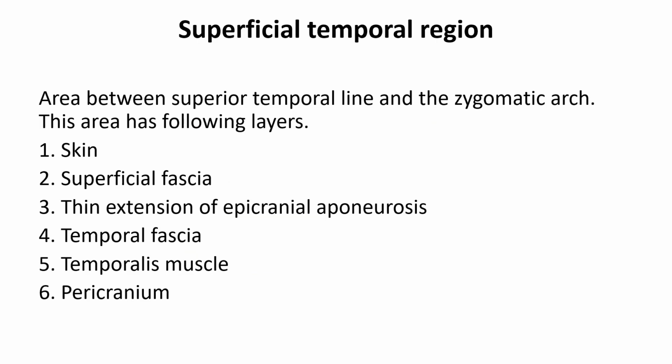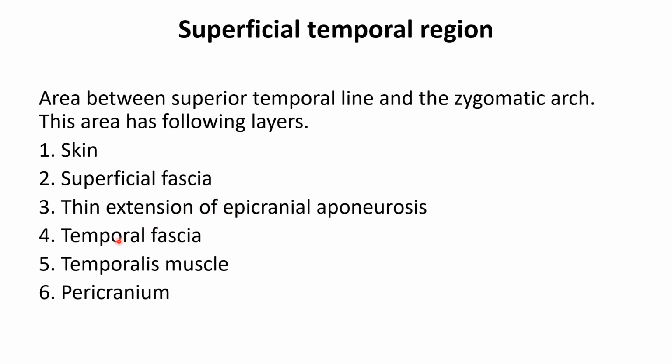Now we come to the superficial temporal region. So what is the superficial temporal region? This is not a part of the scalp because this is a different region. It is the area which lies between the superior temporal line and the zygomatic arch. And this area has 6 layers instead of the 5 layers of the scalp. First layer is the same skin, second layer is the same superficial fascia, third layer, as I mentioned when I talked about the epicranial aponeurosis, there is an extension of the epicranial aponeurosis in the superficial temporal region. So this forms the third layer.